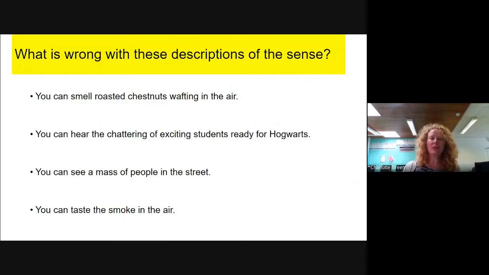Great. Just before we do some descriptive writing, I want to draw your attention to some little pitfalls that people come across when they are including the senses in descriptive writing. So just pause the video while you have a look at these 4 sentences and think, what's the area we could improve in that sentence? There's something about these sentences that we could improve.